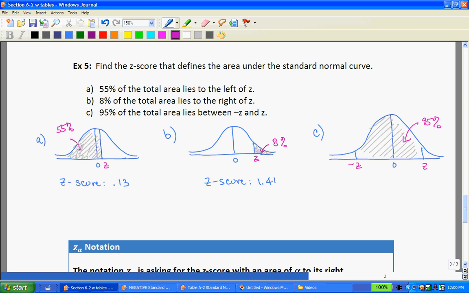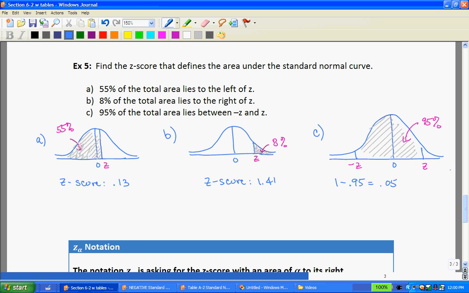But I'm looking for the two z values that give me that. Now, if you remember your empirical rule, you might already have a clue about this one, but let's go ahead and show you how to do it, just in case you get some other type of values. Well, remember, I know the entire area underneath the standard normal curve is 1. So I want to be able to find these tails here. And that means I'm going to do 1 minus 0.95, which is equal to 0.05.